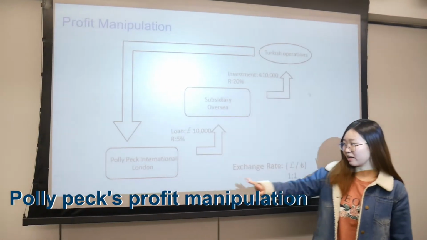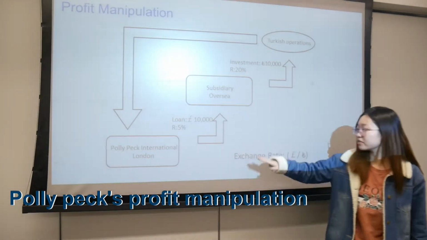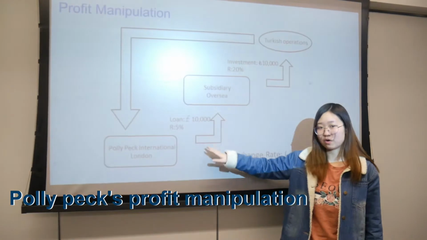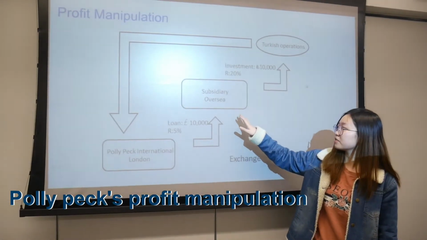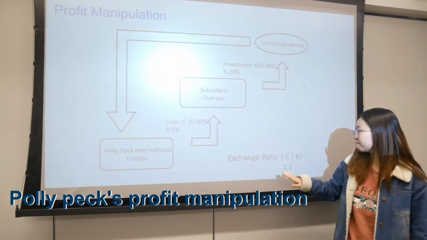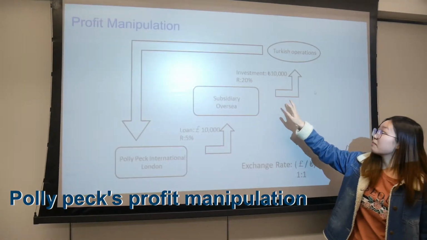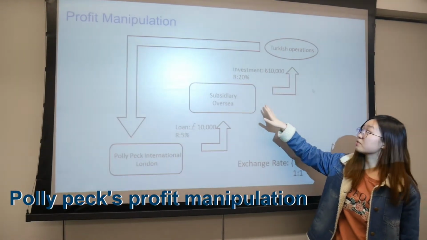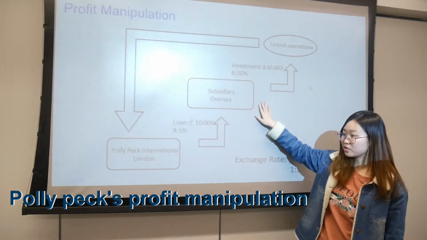As shown in the slide, we have Polly Peck International in London and a subsidiary in Turkey. Suppose the parent company made a loan of £10,000 with a 5% interest rate, so the cost is £500, and then the money flows to the overseas subsidiary. To simplify, we just assume the exchange rate is 1 to 1, so there will be 10,000 Turkish liras. And the money will be invested into operations with a high rate of return. Let's assume that's 20%, so the payback is 2,000 Turkish liras. But that's not the point.